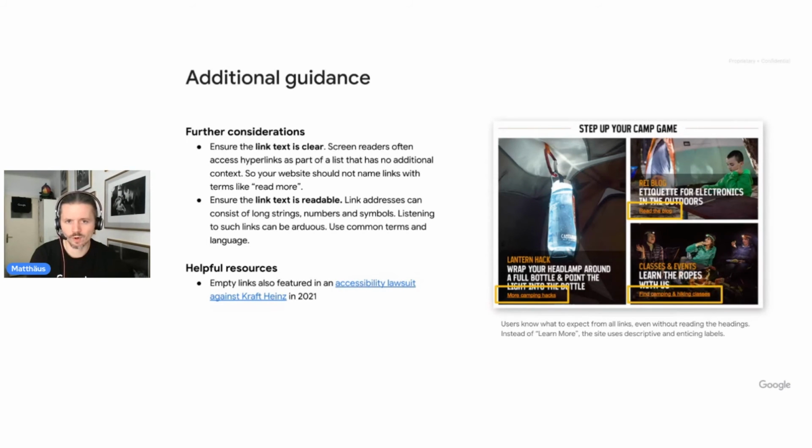For example, we also have here some helpful resources, because there was an accessibility lawsuit against Kraft Heinz, which was exactly on this topic. So just don't say learn more or read more, say what this link is about. For example, we have here: read the blog, more camping hacks, find camping and hiking classes. All this information is a big help for visually impaired users, because they will just get it read out by the screen reader, and can navigate directly to this page.